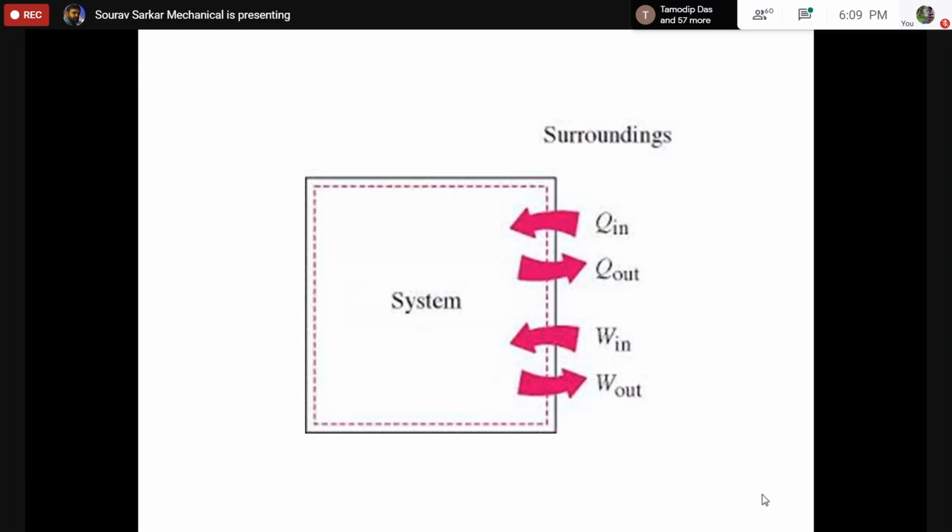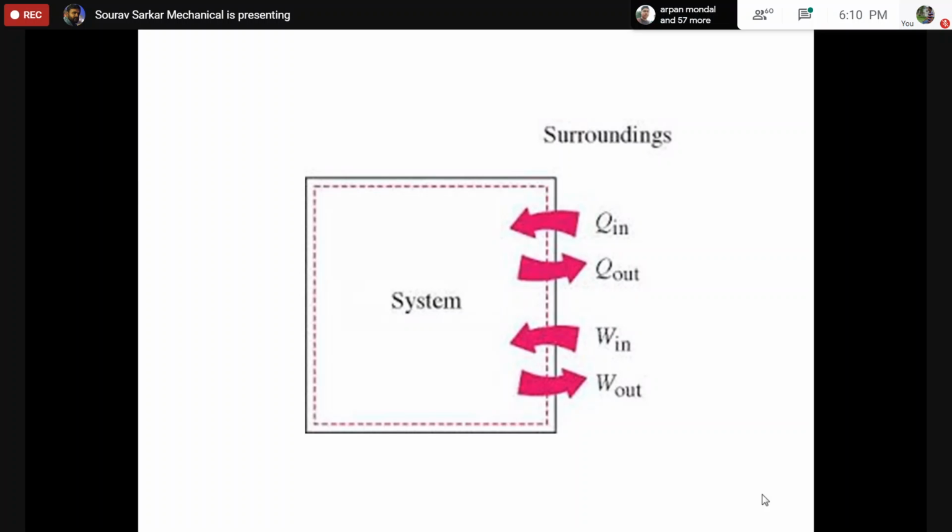Now if I consider a closed system, how can the closed system interact with the surrounding? There is only one way, that is the energy interaction. This energy interaction can be classified into two types: one is called work transfer, and one is called heat transfer. Do you understand? Whenever I talk about a closed system, that means it is not interacting mass with the surrounding. So it is basically interacting energy with the surrounding.